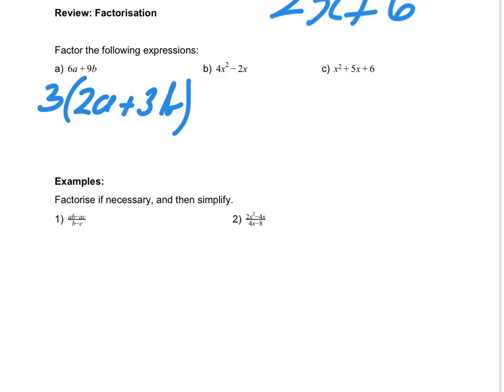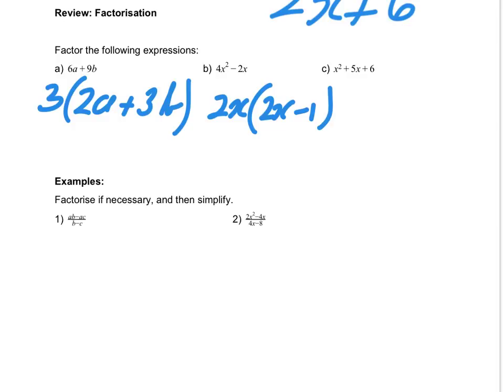Let's have a look at b. Look at the two numbers, 4 and 2. 2 is a common factor. Look at the letter part, x squared and x. x is a common factor. Now 2x times 2x gives you 4x squared and the minus 1.